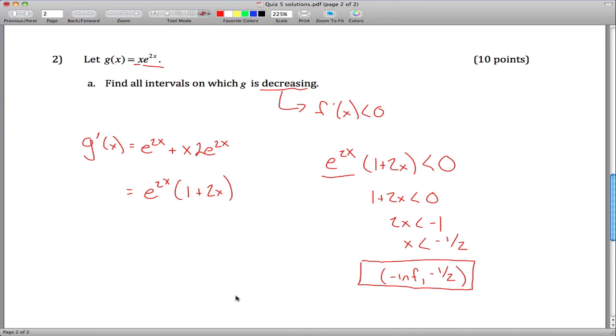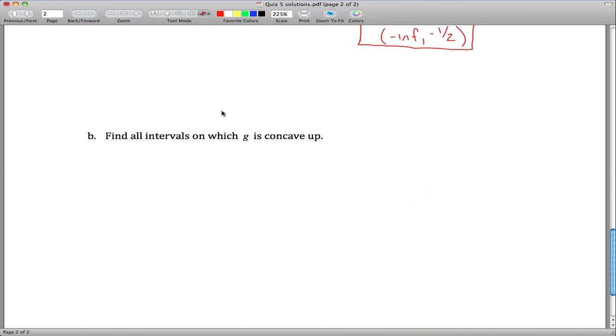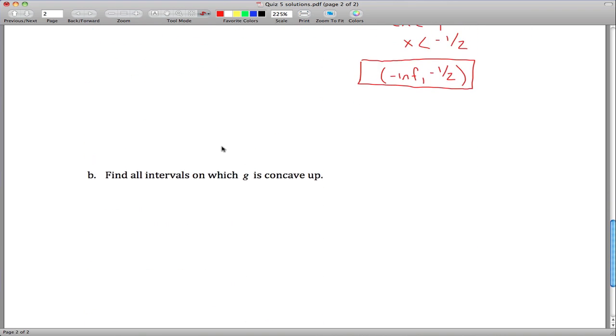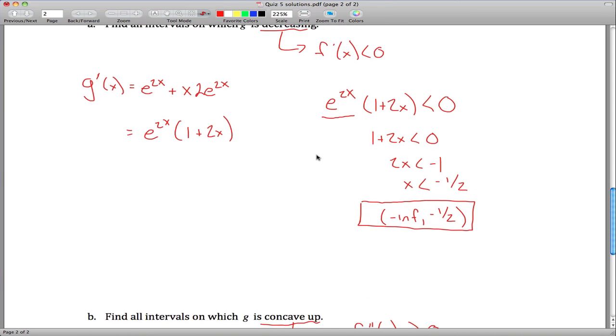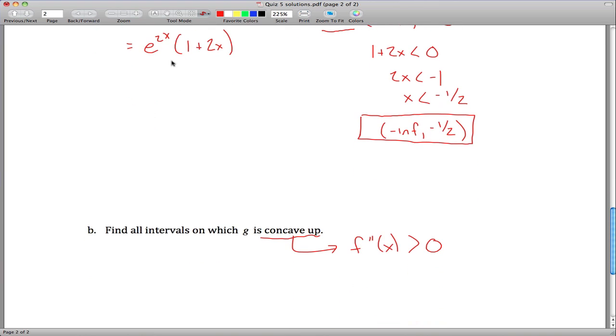Moving on to part B. Find all intervals on which g is concave up. Okay, so we're going to have to take a second derivative, right? It's concave up when the second derivative is greater than 0. First derivative, let's use this right here. So we want to take the derivative of this. Looks like we've got a product rule again. The derivative of e to the 2x, we already saw this, is 2e to the 2x, chain rule going on there. And then leave this alone.